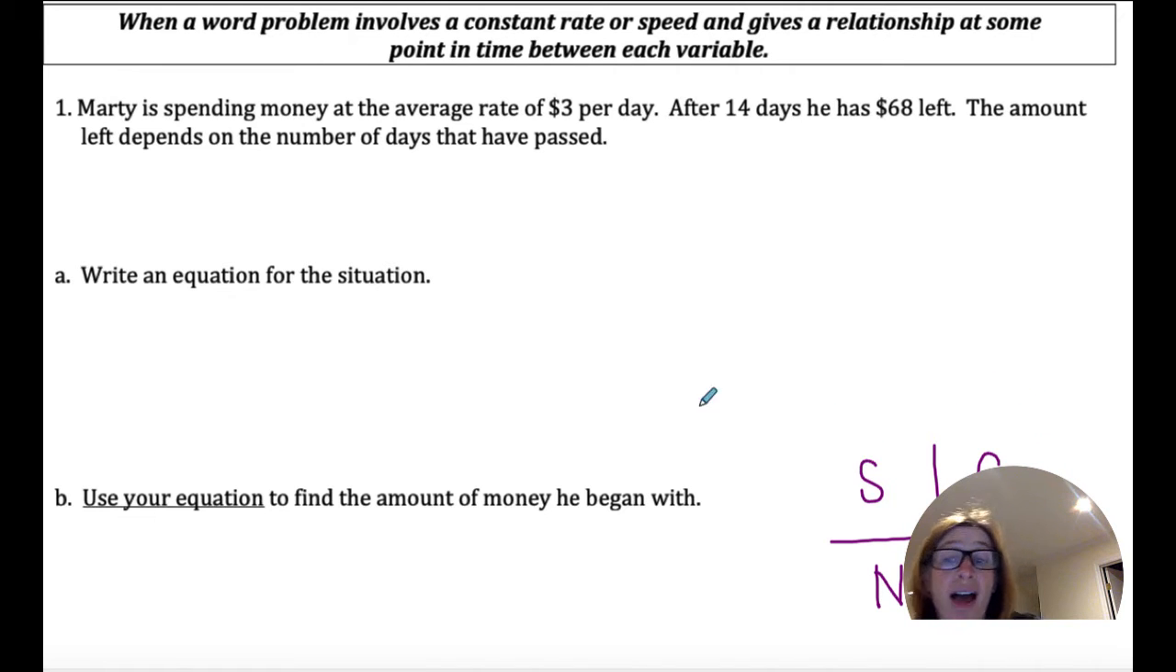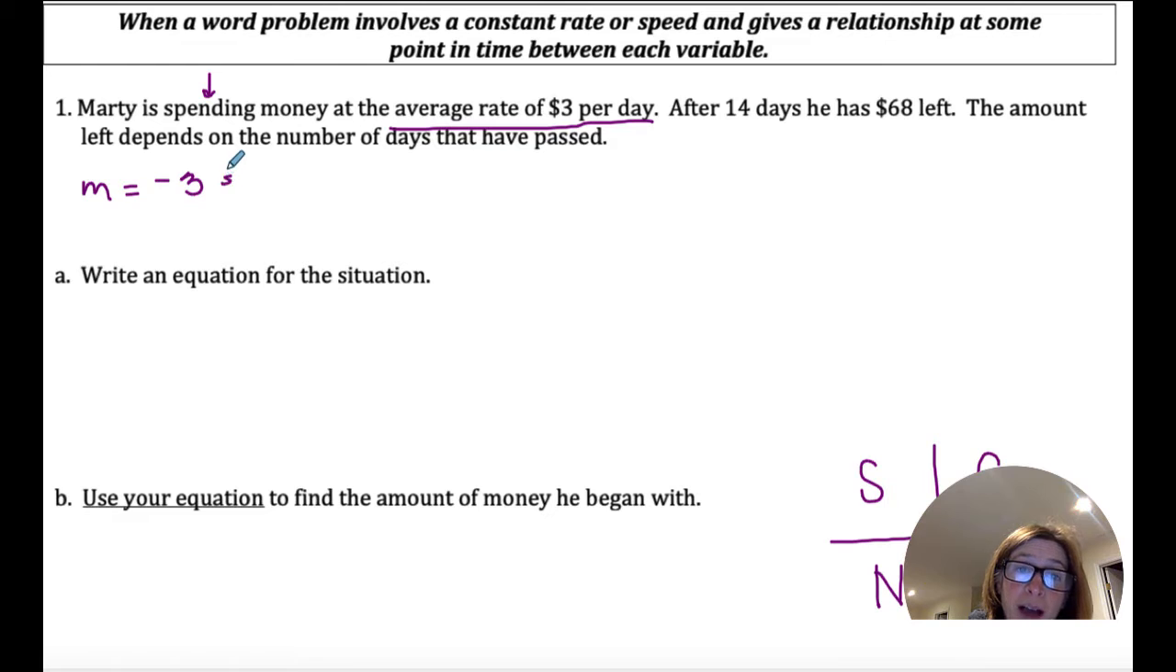So let's see what we've got. Marty's spending money at the average rate of $3 per day. Okay, so it says the average rate of $3 per day, so that's giving me an average rate of change, so a slope. He's spending money, so in this case, it's going down by $3 per day. So $3 per 1 day. So you can see it as an average rate of change or a constant rate of change. Now, because we're going to put it in an equation, we're going to let it behave like a slope, so we're going to write it as -3.